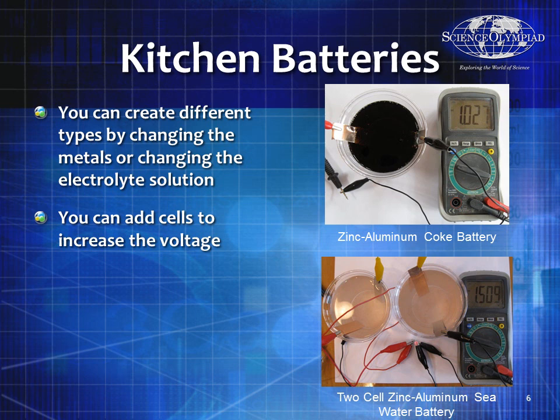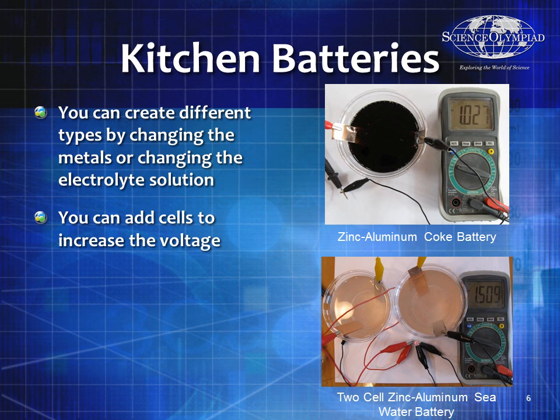We'll notice here's another Coke battery where zinc and aluminum, which have a bigger difference, give a bigger voltage of 1.027 volts. The other thing that you can do is put these cells in series. If you put them in series, you'll find that you can add them up. Here we have a zinc aluminum seawater battery. Here's a single cell, and we hook it into this other one in series, and when we measure them, it's 1.509. That means a single cell zinc aluminum seawater battery would be about 0.75.